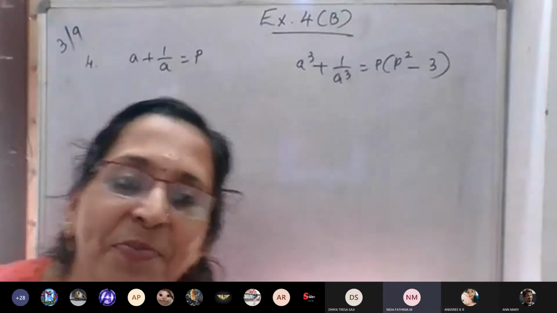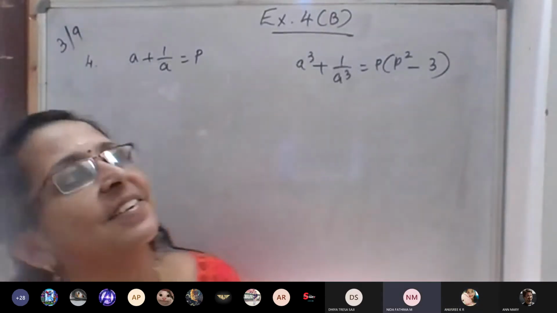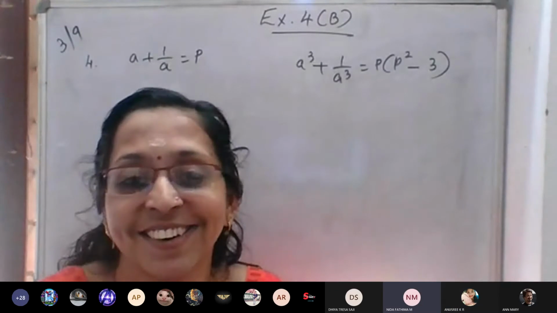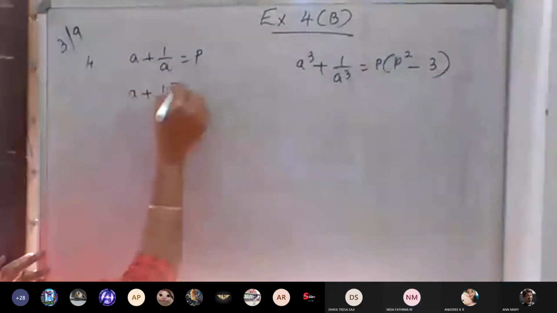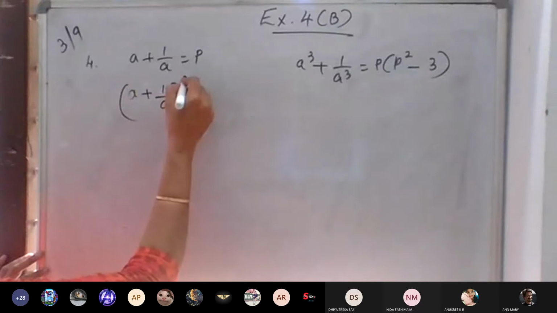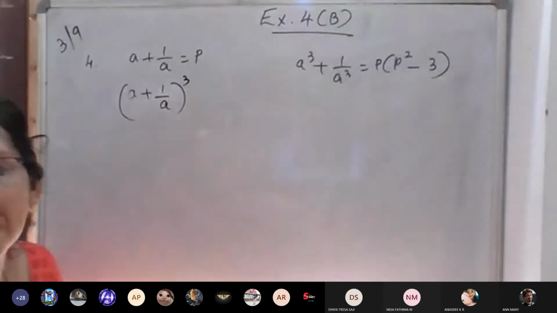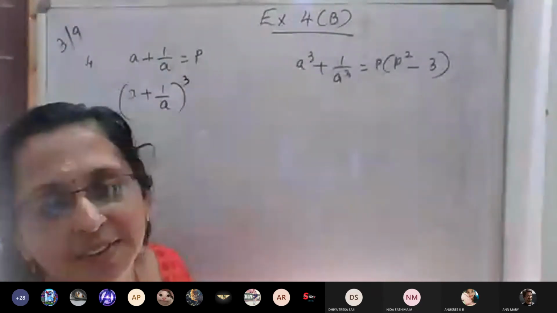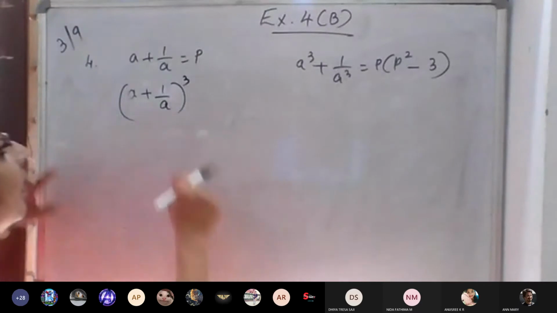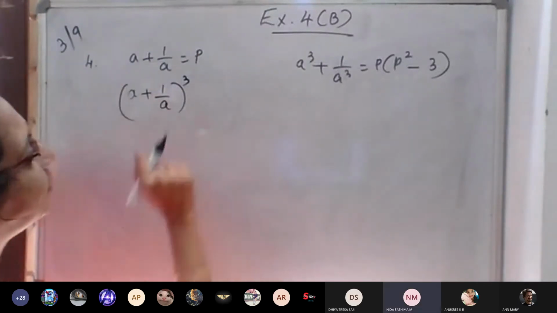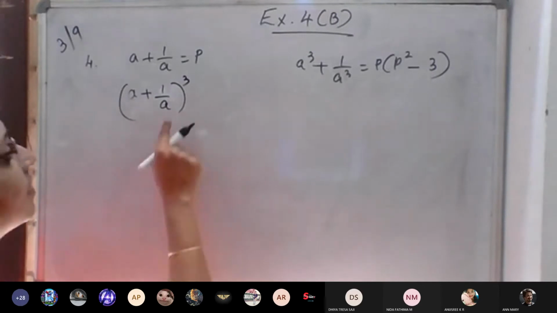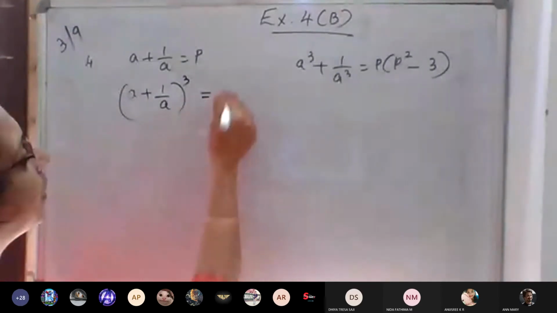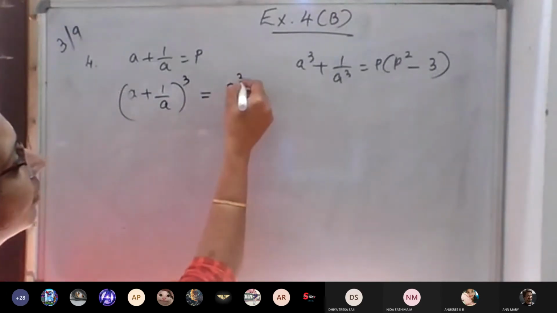Then tell me, a plus 1 by a whole cube. So biryani comes, which means you understood, no? Whole cube, that same ingredient we have too. a plus 1 by a whole cube. So we can write this as what? p cube, can we write?